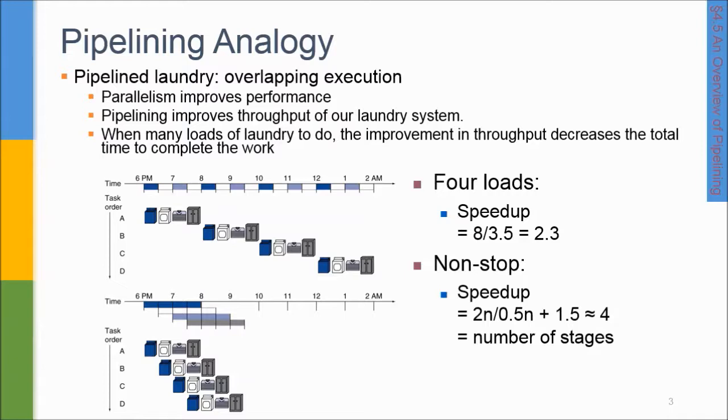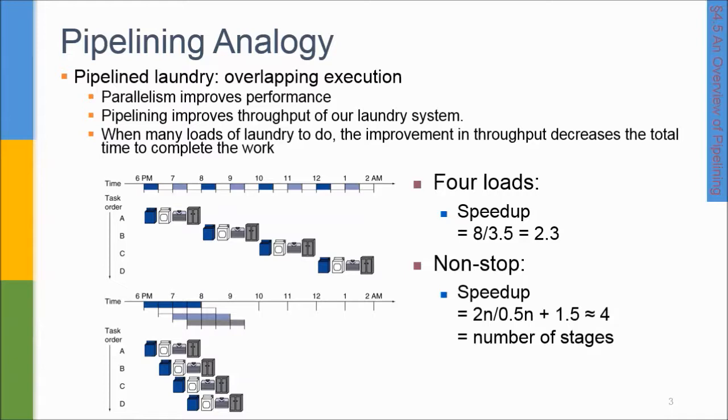These steps are called stages in pipelining, and they operate concurrently. As long as we have separate resources for each stage, we can pipeline the task, as you clearly see in the following picture. The reason pipelining is faster for many loads is that everything is working in parallel. So more loads are finished per hour. Pipelining improves throughput of a laundry system.